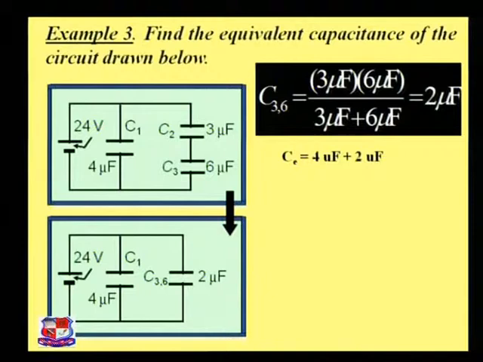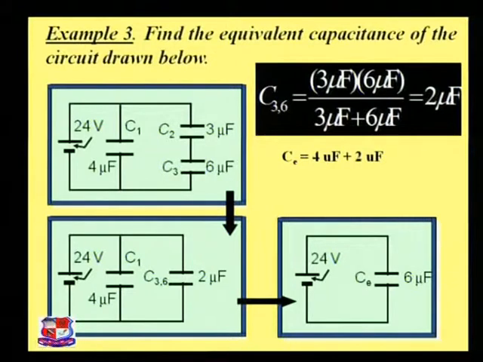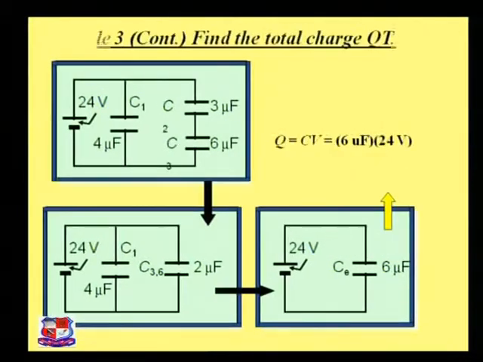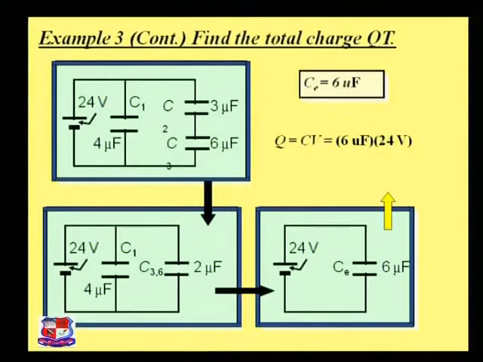Now C1 and the equivalent capacitance are in parallel form, and in a parallel form the capacitances add, so we sum 4 microfarad and 2 microfarad and get the equivalent capacitance, 4 plus 2, 6 microfarad. So you can replace C1, C2 and C3 with a single equivalent capacitor of 6 microfarad. Just find the total charge QT. Q equals C into V. 6 microfarad is the overall equivalent capacitance and V is 24 volts. That gives you 144 microcoulomb, which is the overall charge.